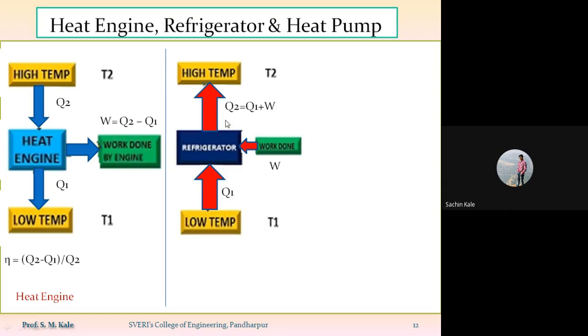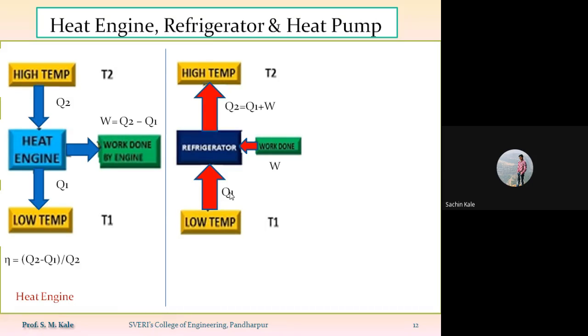That means here value of Q2 is nothing but Q1 plus W, as we are supplying the electric supply. That means here work is getting converted into heat, and because of the same, whatever value of Q2 is there, that value of Q2 is Q1 plus something. That means value of Q2 is greater than Q1. So always we are rejecting a greater amount of heat than the amount of heat we have absorbed.